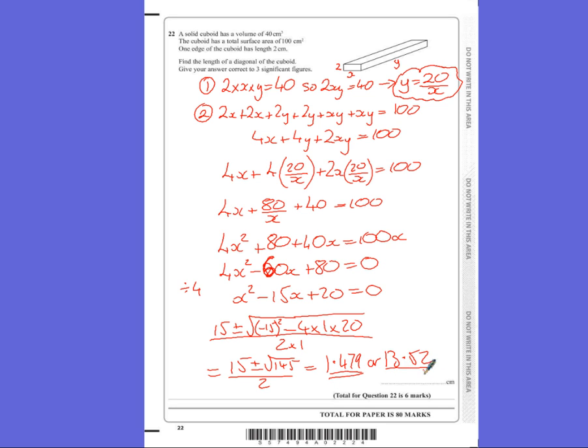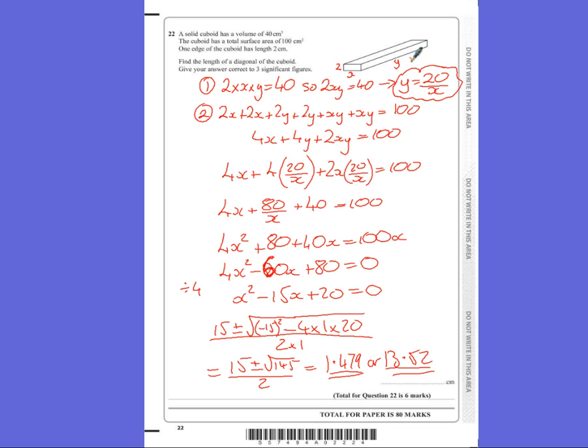Okay. Now, because it gives us two answers, one of these answers is going to be for x, and one of these answers is going to be for y, because this original equation was symmetrical, and I could have rearranged this either way around. So one of these is going to be for x, and one of them is going to be for y. It doesn't matter which one, but we've written x as the smaller one. So x is going to be 1.479 and y is going to be 13.52.